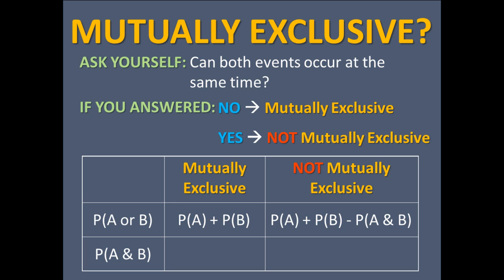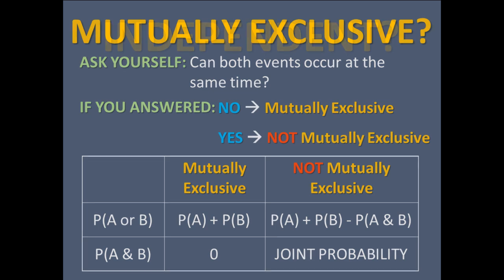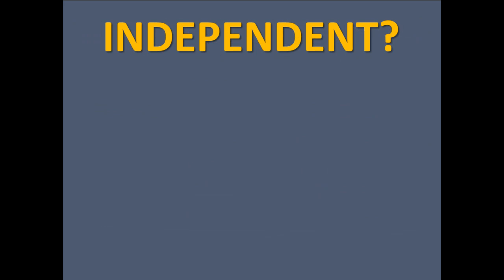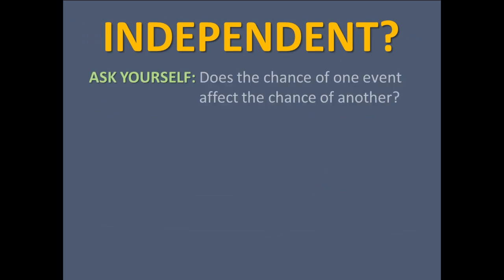When we were talking about and, for mutually exclusive events, two events that cannot happen at the same time, the probability will always be 0. If they are not mutually exclusive, so they can happen at the same time, and is simply the intersection of those two events. Dealing with whether events are independent or not, we ask ourselves, does the chance of the one event happening affect the other event?